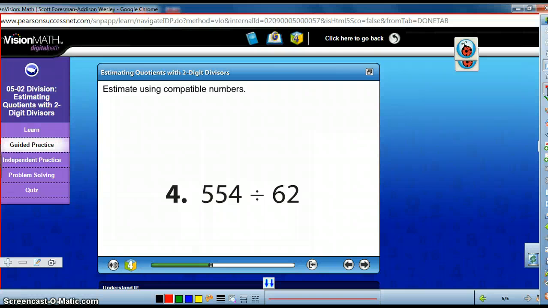All right, you guys, we're going to go ahead and check this. 62. It's hard for me to work with. I don't like it. What am I going to change it to? I'm going to change that 62 to 60. So I have the number 6.